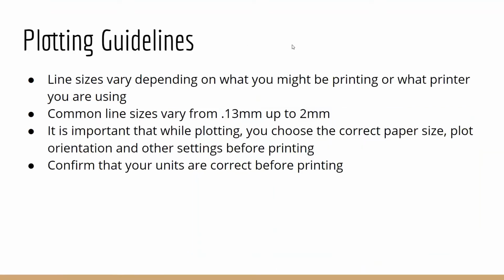Following plotting guidelines will ensure that you have a successful project. Different line sizes vary depending on what printer you are using or what you might be printing. Common line sizes vary from 0.13 millimeters up to 2 millimeters. It is important that while you are going through your plotting, you choose the correct paper size, the plot orientation, and other settings before printing. It is also important that you confirm that your units are correct before you print, or else your project might not come out as you want it to.